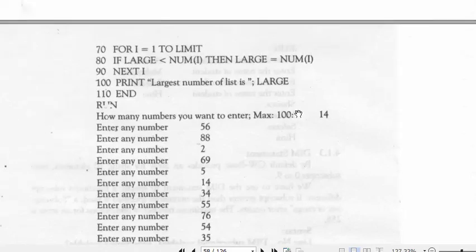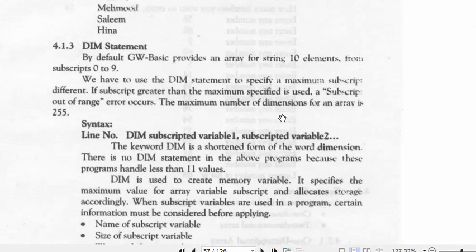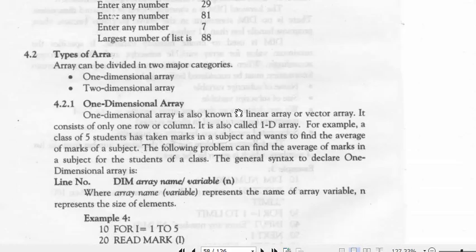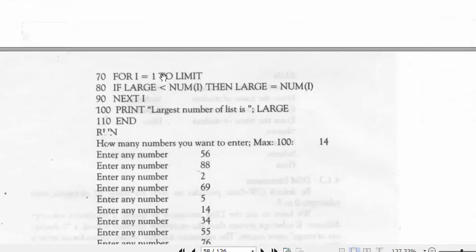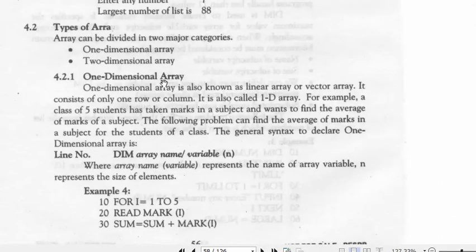So this is the way you can use a DIM statement, or an array, for solving a problem. Next is types of array. There are two types of array. One is the one-dimension array, which we are already utilizing. This is the simple one-dimension array. The next is the two-dimension array.